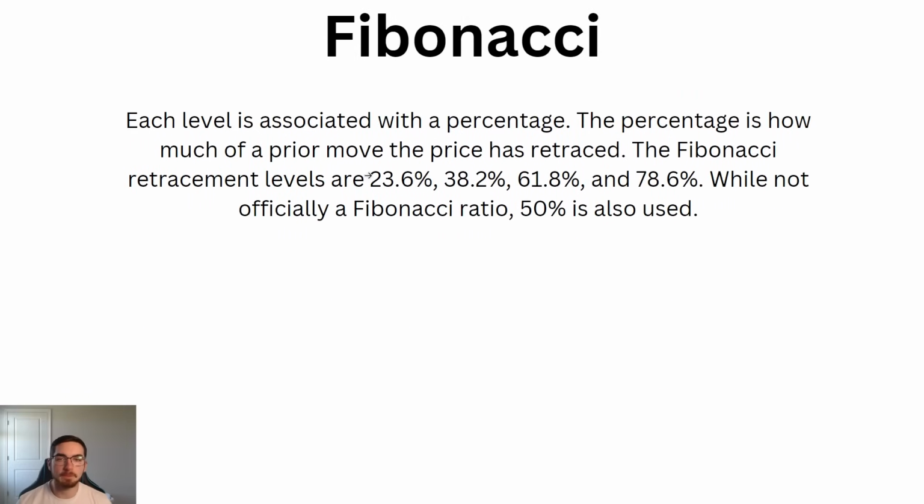First, we're going to be looking at the Fibonacci retracements, and then later in the video, we'll be looking at the Fibonacci extensions. So with Fibonacci, each level is associated with a percentage. The percentage is how much of a prior move the price has retraced. Again, we're going to look at a lot of different examples. The Fibonacci retracement levels are 23.6%, 38.2%, 61.8%, and 78.6%. We're going to be looking at how these numbers even came into play. They're not just random numbers, so I'll be showing you that. While not officially a Fibonacci ratio, 50% is also used a lot in Fibonacci retracements, and it's a level that I like to pay very close attention to.